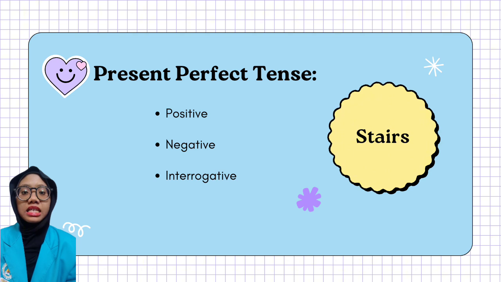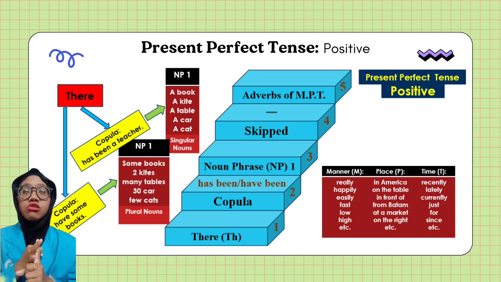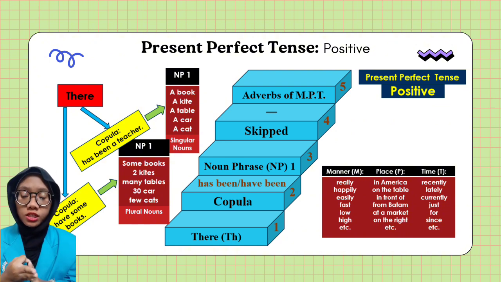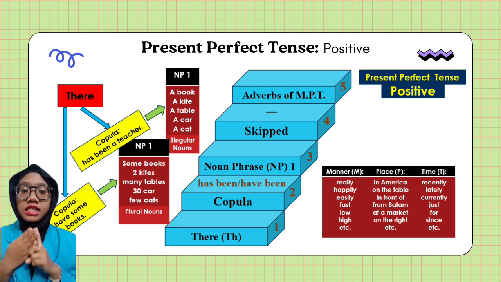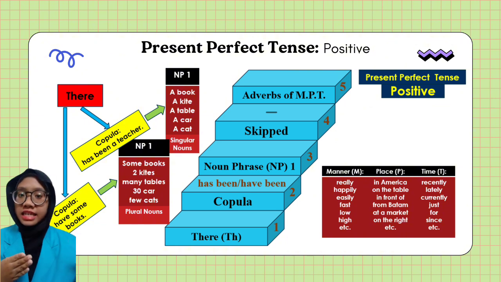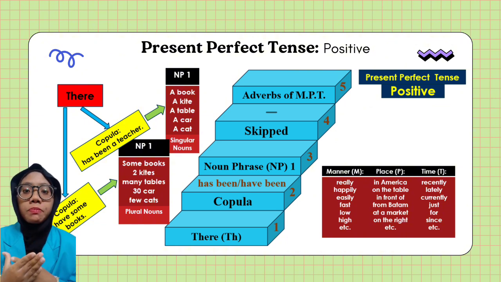Okay, the next tense is present perfect tense, which consists of the copula, using has been for singular nouns, or have been for plural nouns, and then a noun phrase like a book, some books. The fourth stair, which is predicate adjective, is always skipped. And then the last is the use of adverbs of manner, place, and time.